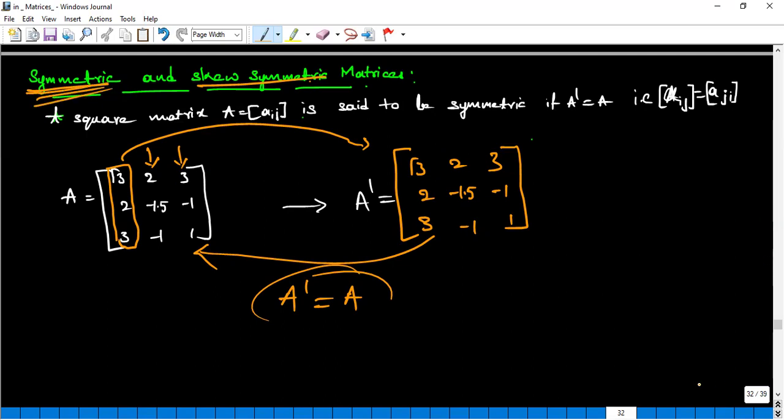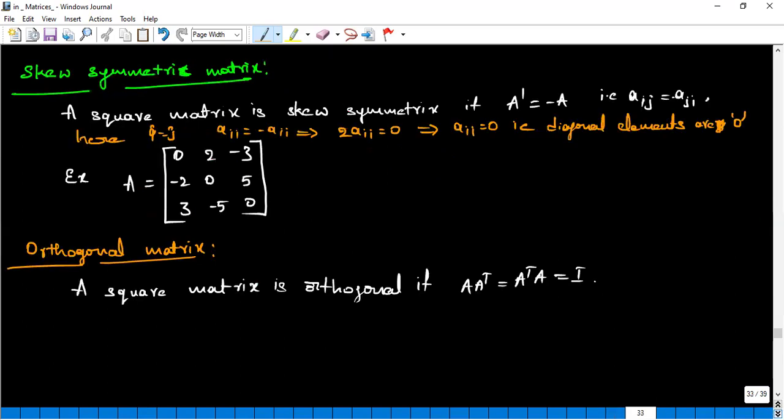Clear? Then what is a skew symmetric matrix? Just see here. A square matrix is skew symmetric if A dash is minus A. Find the A dash for this particular matrix.